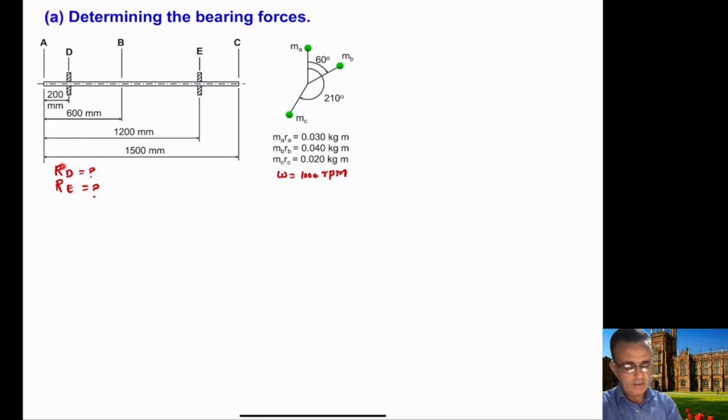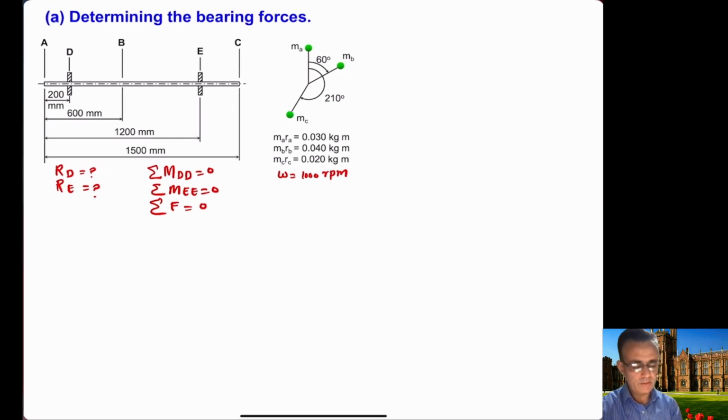As the procedure of calculating the reaction forces is exactly the same as calculating the balancing masses, we can use these equations: summation of all the moments at D equals 0, summation of all the moments at E equals 0, or summation of all the forces equals 0. We just need to use two equations from these three. So first we will be using one equation from 1 and 2, and then we will be using equation 3.